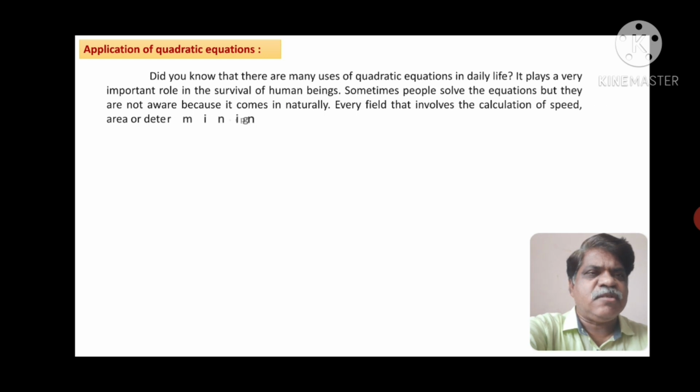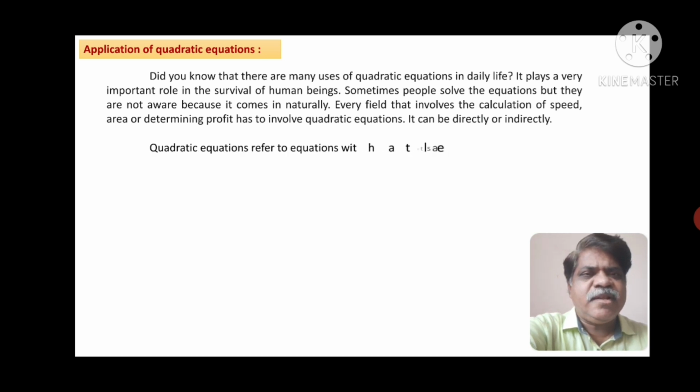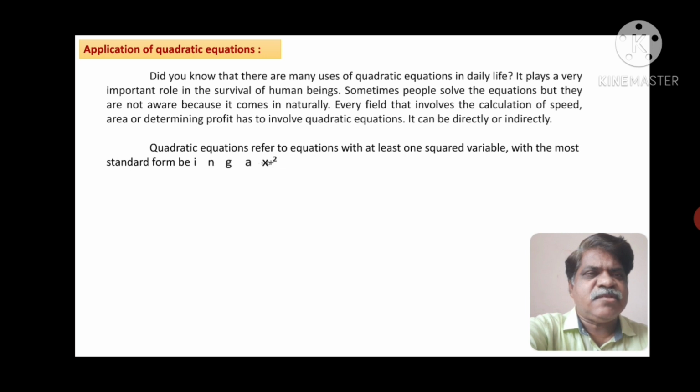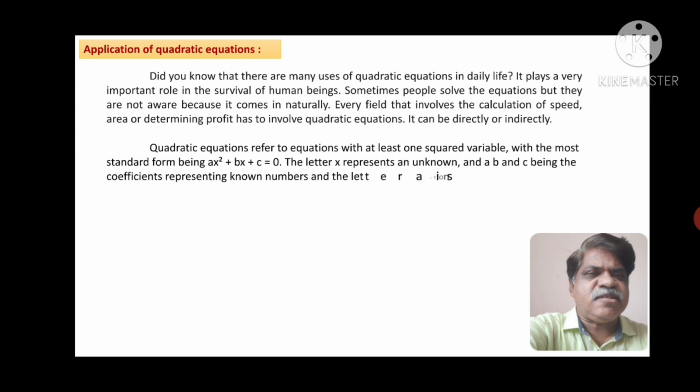Sometimes people solve the equations but they are not aware because it comes naturally. Every field that involves the calculation of speed, area or determining profit has to involve these quadratic equations, directly or indirectly. Quadratic equations refer to equations with at least one squared variable, with the most standard form being ax square plus bx plus c is equal to 0. The letter x represents an unknown, a, b, c are the coefficients representing known numbers, and the letter a is not equal to 0.